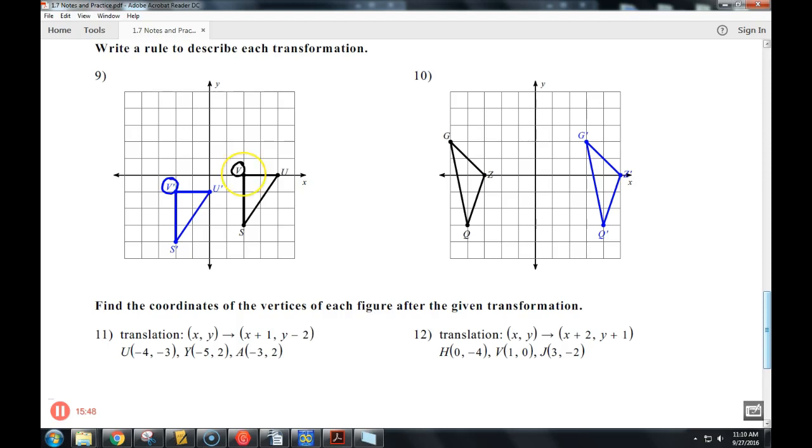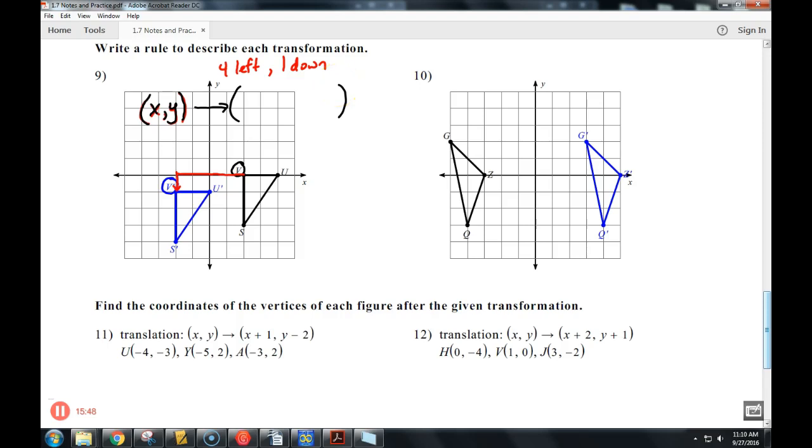So my point V went 1, 2, 3, 4 to the left, and then it went 1 down. Well, how can we write a rule to describe that? Well, let's give it a shot. X comma Y, my original. Maybe I should even put this in black because we're talking about the black triangle down there. My pre-image became, and then here's where we have to do some adjustments.